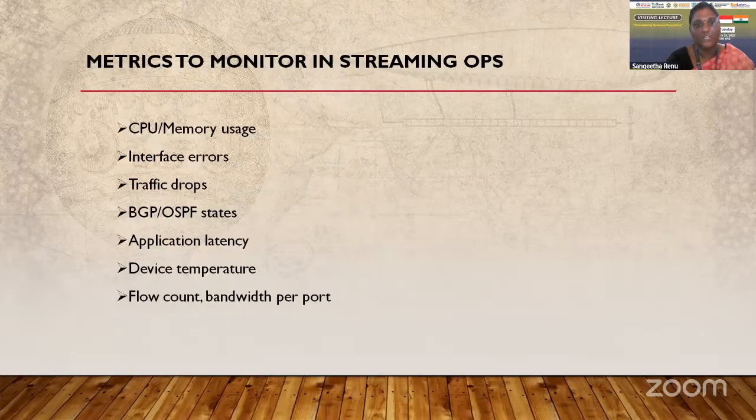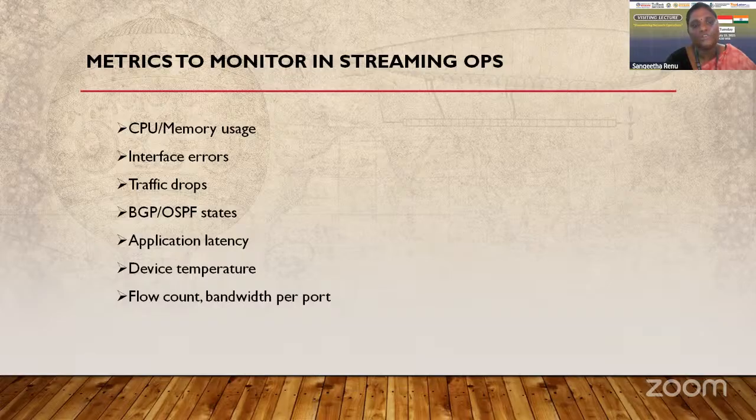Metrics and monitoring. CPU and memory usage detect hardware stress, performance bottlenecks, or potential failures. Interface errors include CRC errors, collisions, input and output drops, useful for identifying faulty ports or cables.